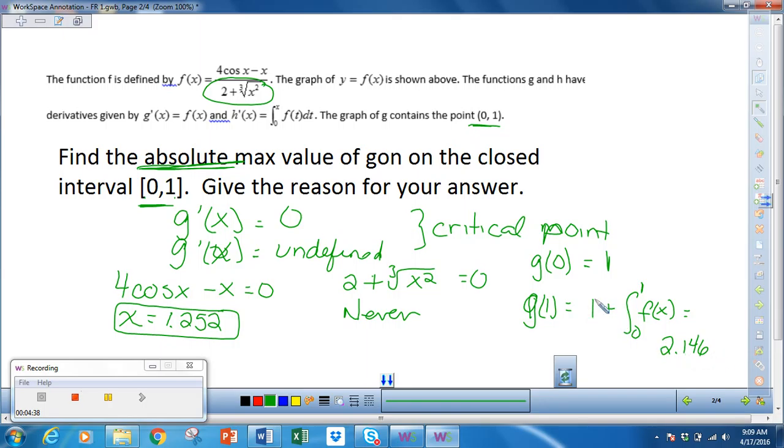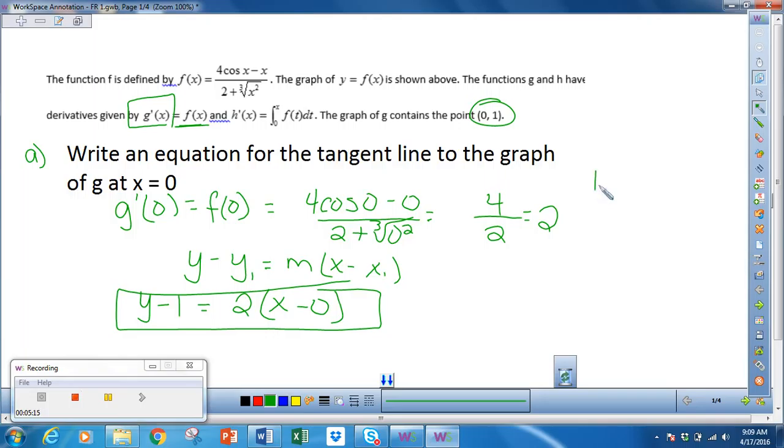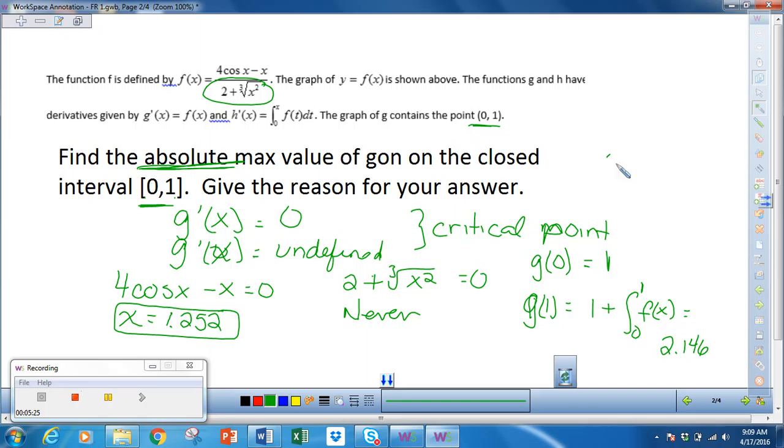Some of you forgot to add the 1, and I think you got 1 out of 2 points. Just by the way, this was worth 2 points. You got 1 point for finding the derivative and 1 point for finding the equation. And this one was worth 2 points as well.